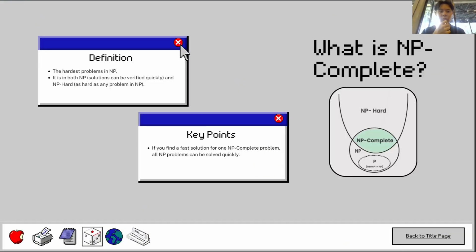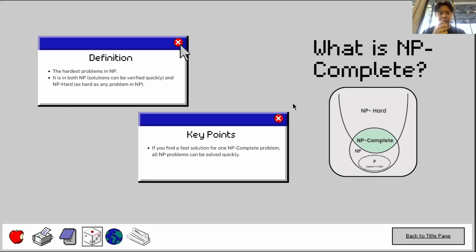Next up, we will be discussing NP-complete problems and why they are so important. To start, NP-complete problems are a unique class of problems in computational complexity. First of all, they belong to NP. This means that while finding a solution might be hard, verifying a given solution is easy and can be done in polynomial time. Secondly, they are also a part of NP-hard. This means they are at least as difficult as the hardest problems in NP.